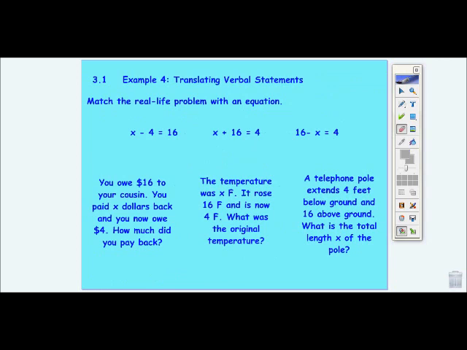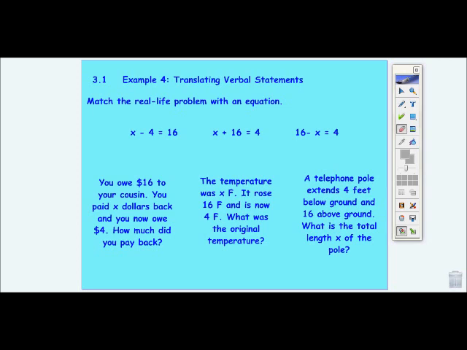And the last one that we're going to have, it says match the real life problem with an equation. So you're going to notice we're using the same numbers in here. So you owe $16 to your cousin. You paid X dollars back and you now owe $4. How much did you pay back?